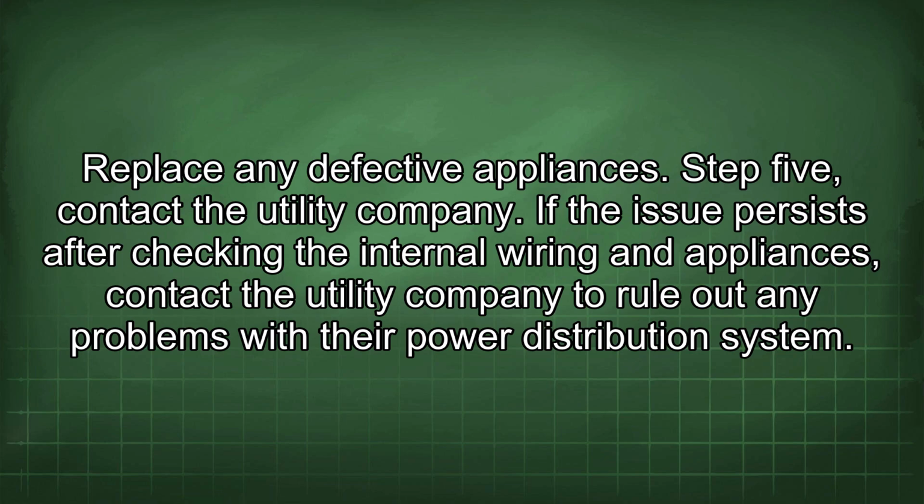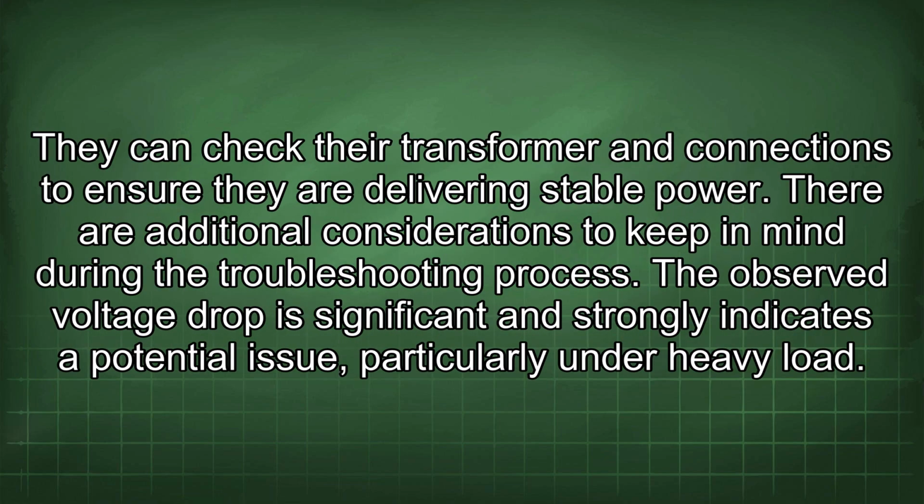Step 5. Contact the utility company. If the issue persists after checking the internal wiring and appliances, contact the utility company to rule out any problems with their power distribution system. They can check their transformer and connections to ensure they are delivering stable power.